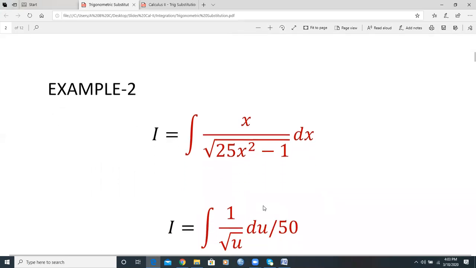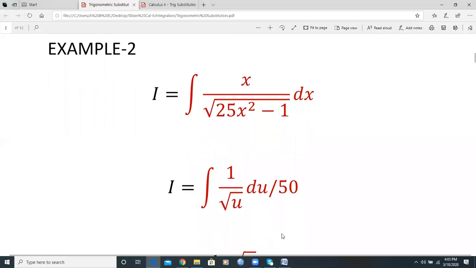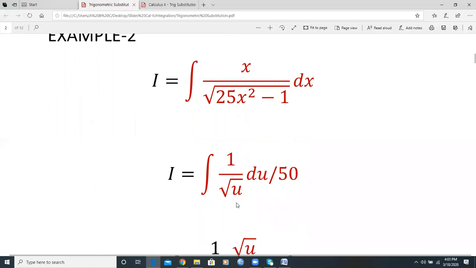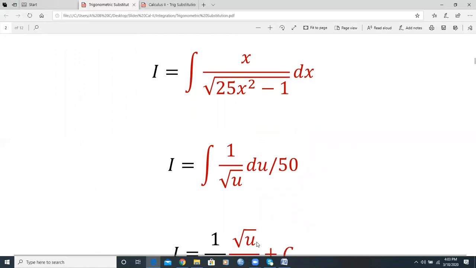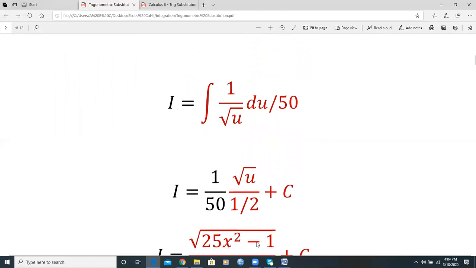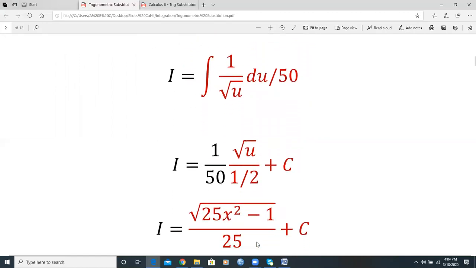So you see this function actually reduces to 1 over square root u, du over 50. Again, the integral of 1 over square root u can easily be determined. It will be equal to square root u divided by half. So by making this substitution, we have found the integral.